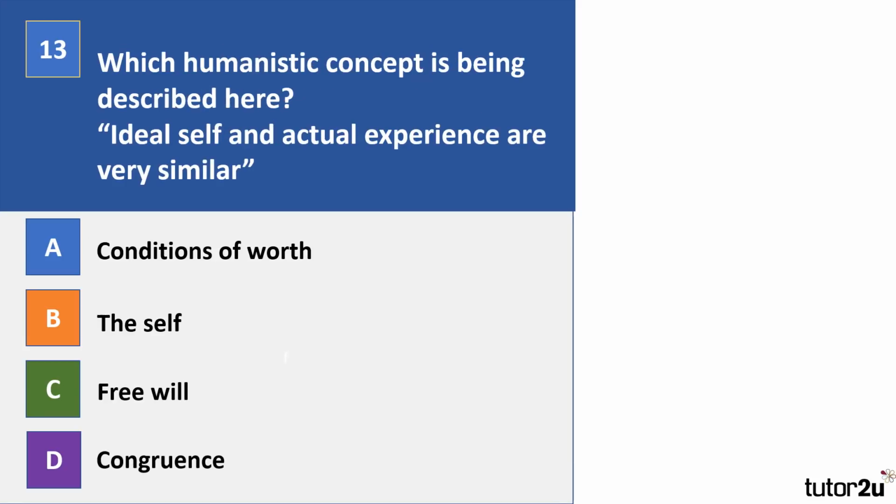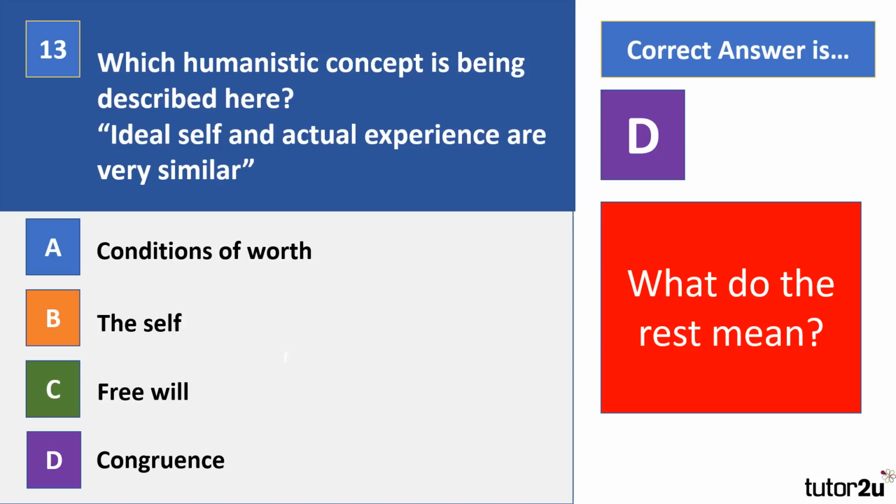Number 13. Which humanistic concept is being described here? Ideal self and actual experience are very similar. Is it A, conditions of worth, B, the self, C, free will, or D, congruence? A, B, C, or D? Pause the video. Right, your correct answer here is congruence.